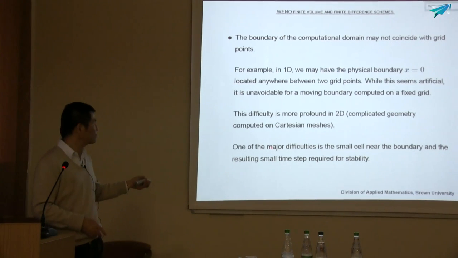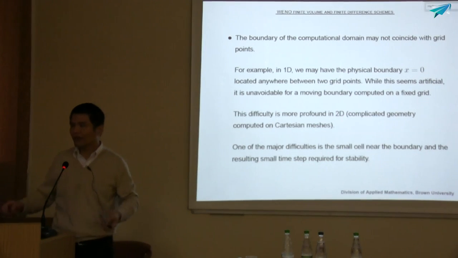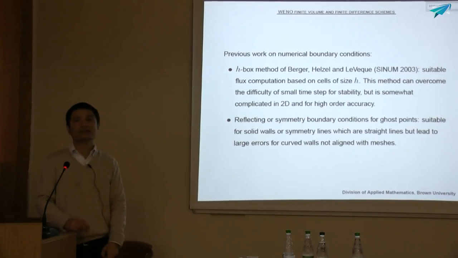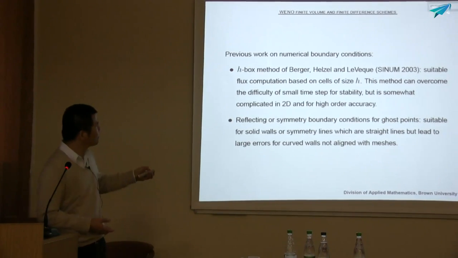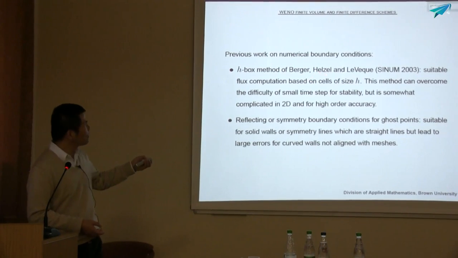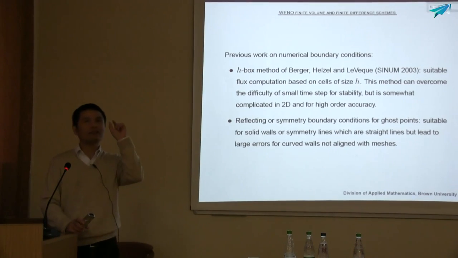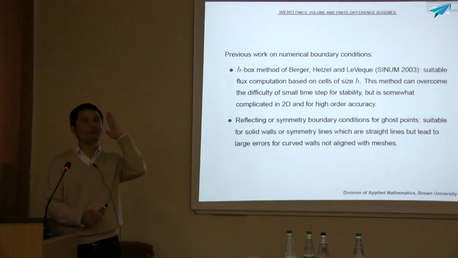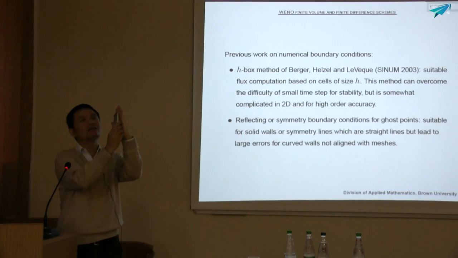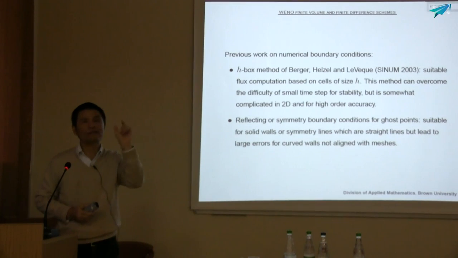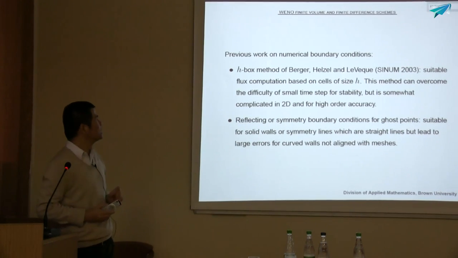One of the major difficulties is the small cell problem, here called the cut cell problem, which affects the time step for stability. There is a lot of work in the literature studying how to treat this difficulty, for example the H-box method of Berger, Helzel, and LeVeque. Basically, the idea is to avoid having a very small cell near the boundary. For example, if your physical boundary is here and your first grid point is here, and the distance between them is very, very small compared with a regular grid size, then this small cut cell would affect your CFL condition for stability, and you want to avoid that.